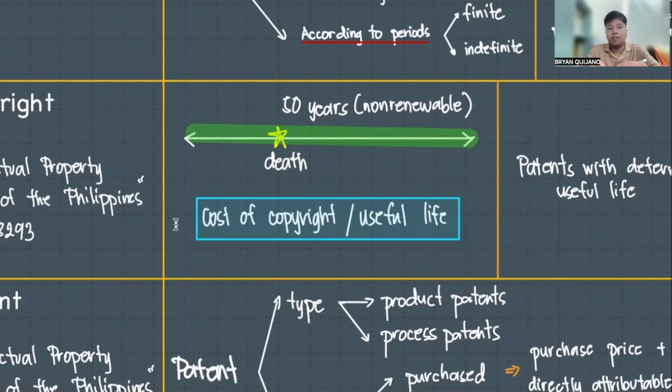Let us say a specific author published his or her books in the year 2000. Then he or she died in the year 2010. Then you're going to add 50 years. So the end of the useful life of the copyright will be until year 2060. Then the cost of the copyright should be amortized over the useful life.